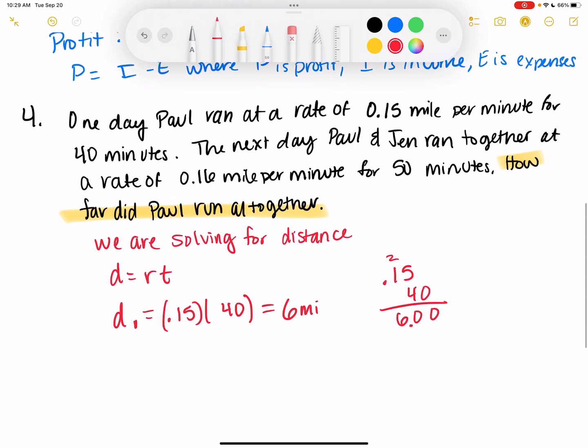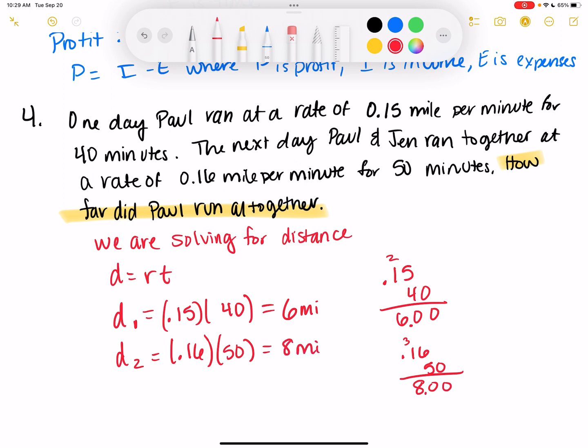Okay. So then same thing for day 2. So we're going to have our distance 2, this time it's 0.16 times 50 minutes. So 0.16 times 50 is going to end up being 8 miles when we multiply it out. So to talk about the total that he ran over both days, we just have to add those two together. So we're going to have our distance 1 plus our distance 2, which is 6 plus 8, which is 14 miles total is what he ran.